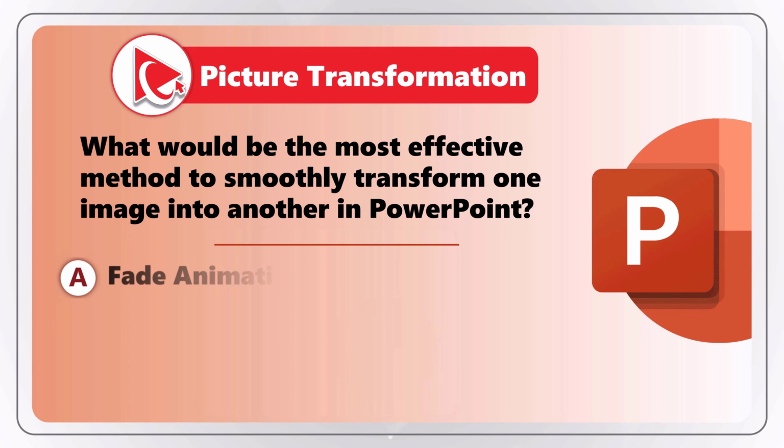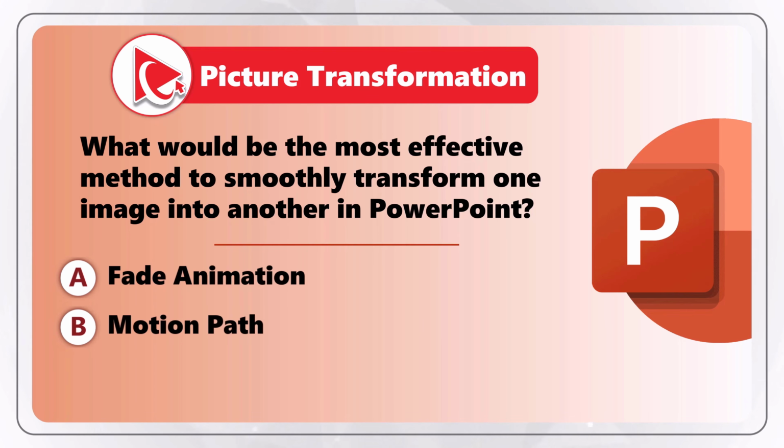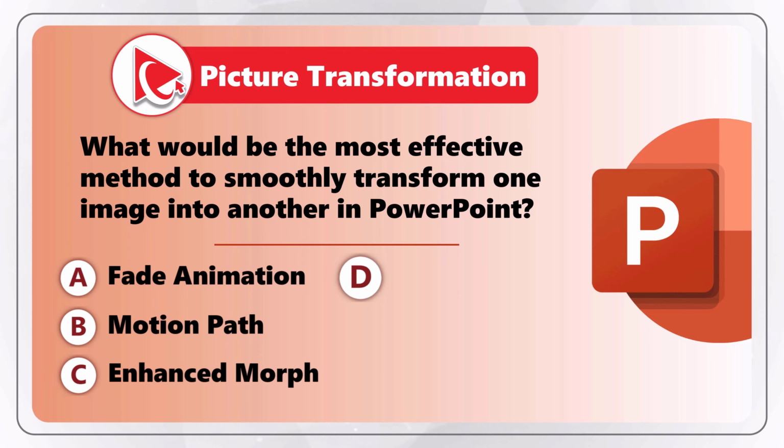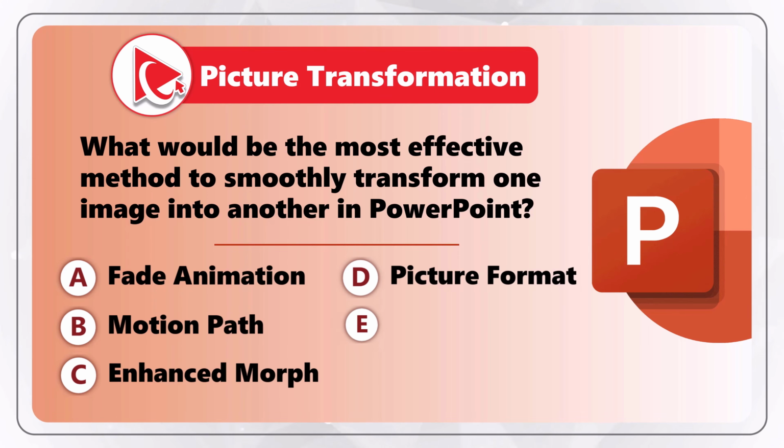Choice A, using fade animation. Choice B, using motion path. Choice C, using enhanced morph. Choice D, using picture format. And last but not least, choice E, using effect options. Take a close look to see if you can come up with the solution.